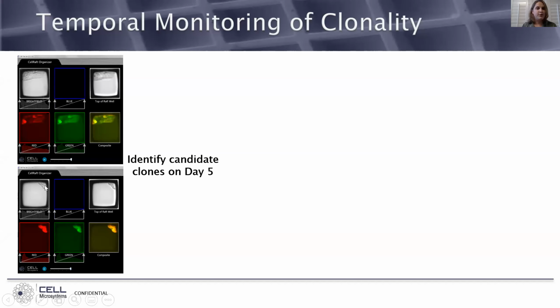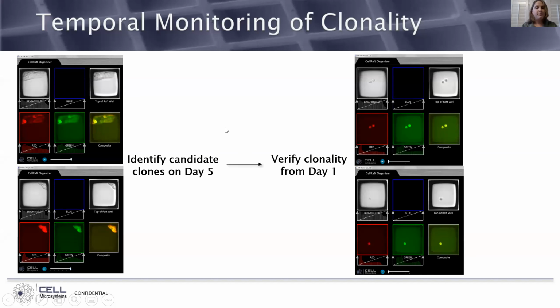You can see 2 different rafts with 2 different clones on them, and they both look like colonies. But if we track back to day 1, you can very quickly see that one of these is clonal and one of these is not. So at day 1, you can see the top colony started from 2 cells, so it's not clonal, whereas the bottom colony started from a single cell, so it is in fact clonal.